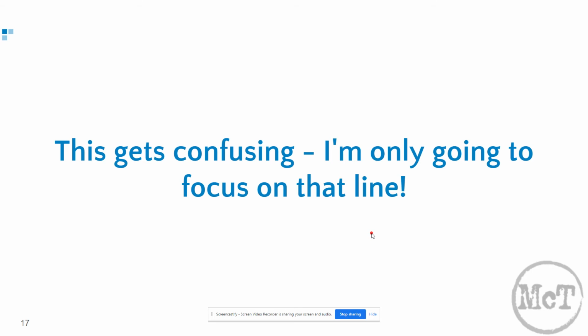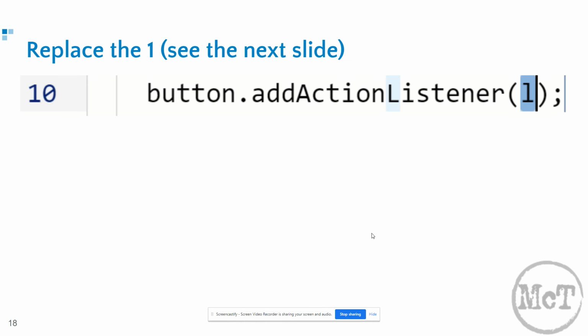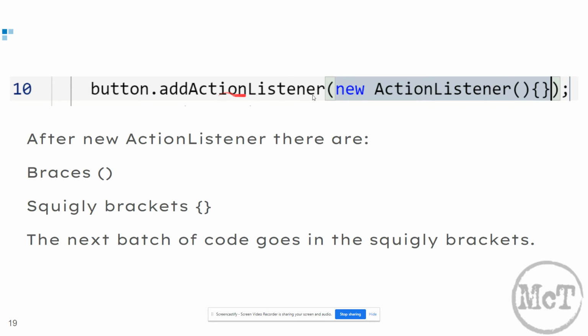Now, this is going to get very confusing if it wasn't confusing already. So please notice I'm going to focus on that one line because it's really confusing. So this is the line, button.addActionListener, bracket 1. And what I'm going to do is I'm going to replace this 1. So if we look at my next line, I've replaced the 1.